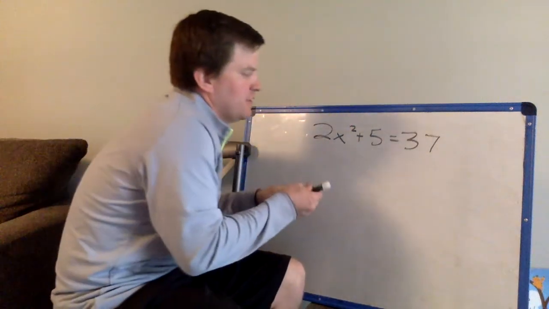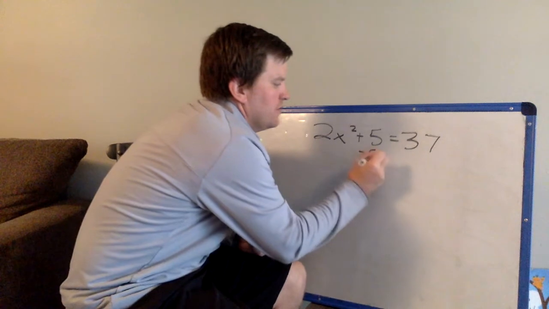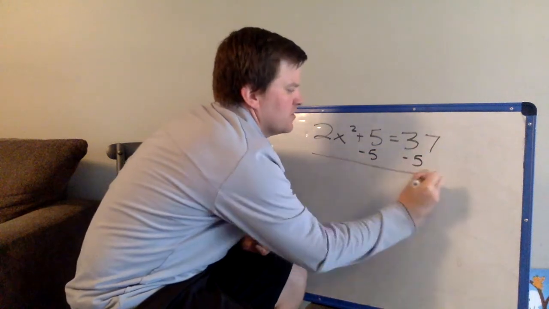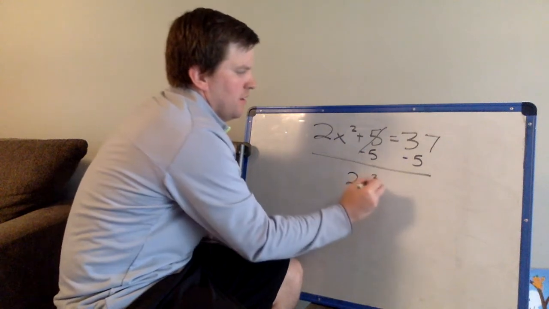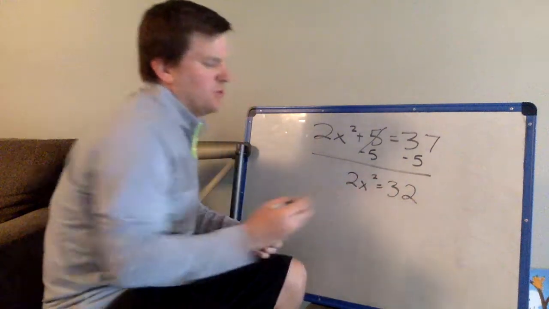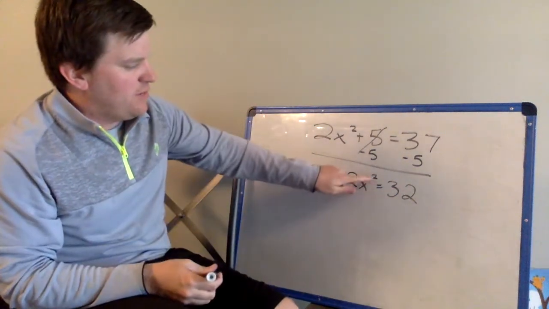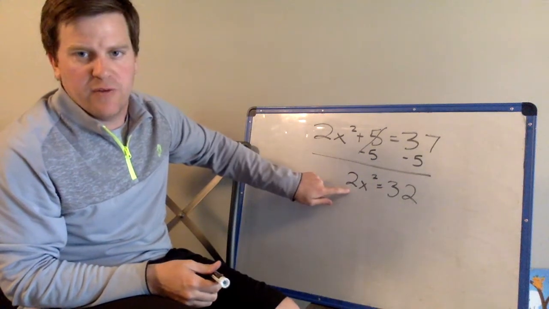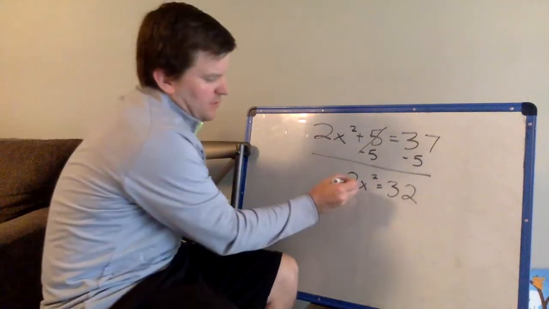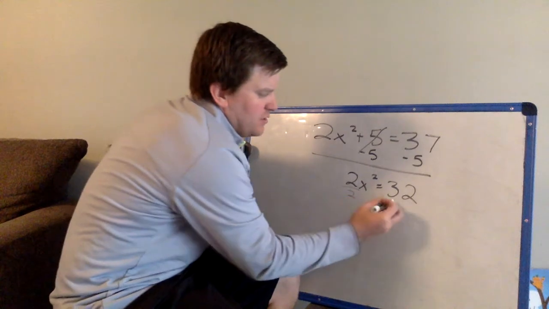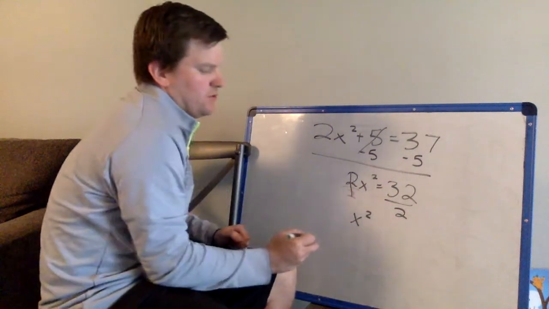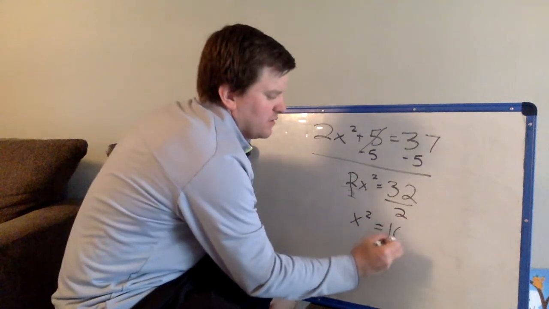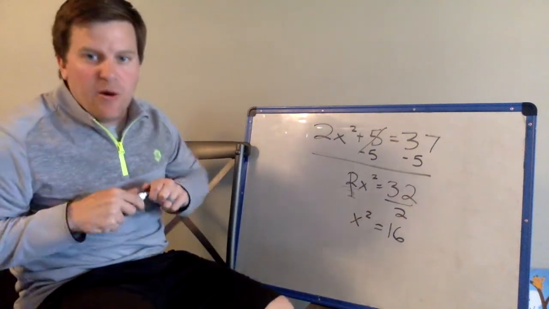So let's move the 5 first. Let's subtract 5 from both sides. Okay, just like we're solving a normal equation here. So those cancel each other out. 2x squared equals 32. We're getting closer. Still can't square root this yet because the x squared has this 2 out front. Since that's being multiplied, let's divide both sides by 2. So all we have left here is x squared because those 2's cancel each other out. x squared equals 16. Now we're good.